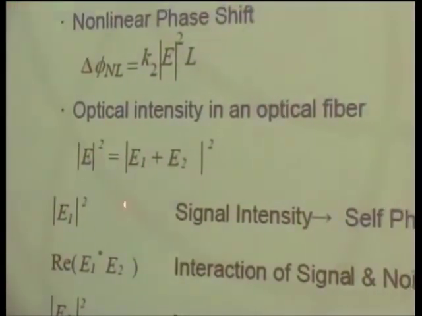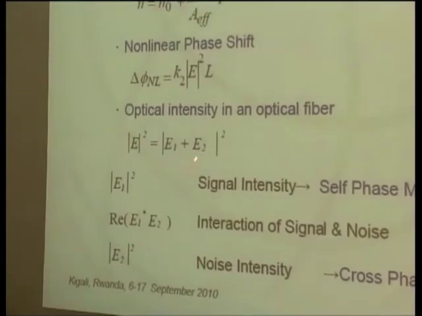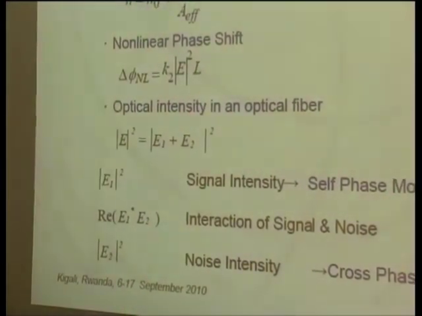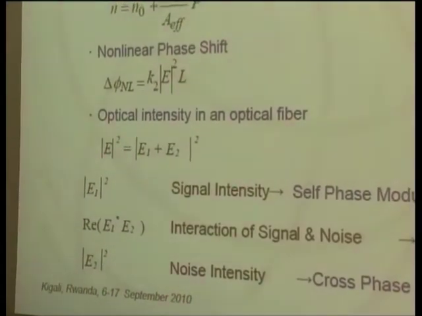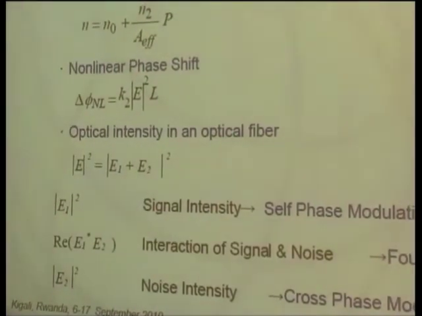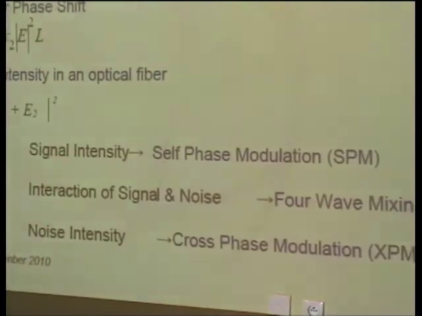And this is the interaction part between the two electrical fields. This is the interaction of signal and noise, so-called four-wave mixing. The meaning of four-wave mixing will be clarified later. Anyway, we say four-wave mixing. And this is unwanted channel intensity change.